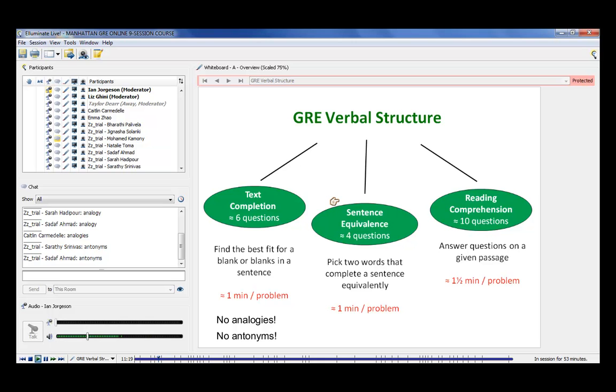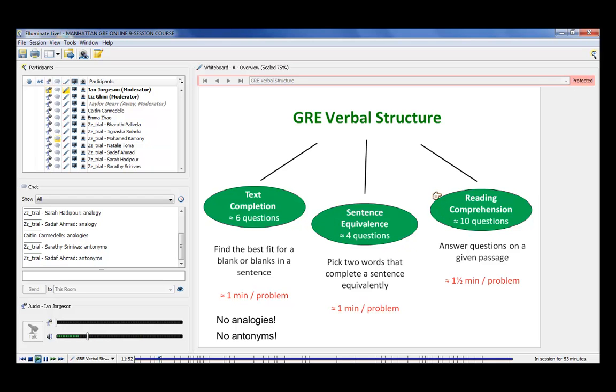In some ways, this is very similar to the text completion. They give you a sentence with only 1 blank, and you've got to figure out what word fits best. The difference here is they give you 6 answers to choose from, and they ask you to pick 2 of them that work the same way. Those 2 words don't have to be perfect synonyms, but they've got to be pretty close. That's kind of interesting. That's the new way they're testing us on the verbal.